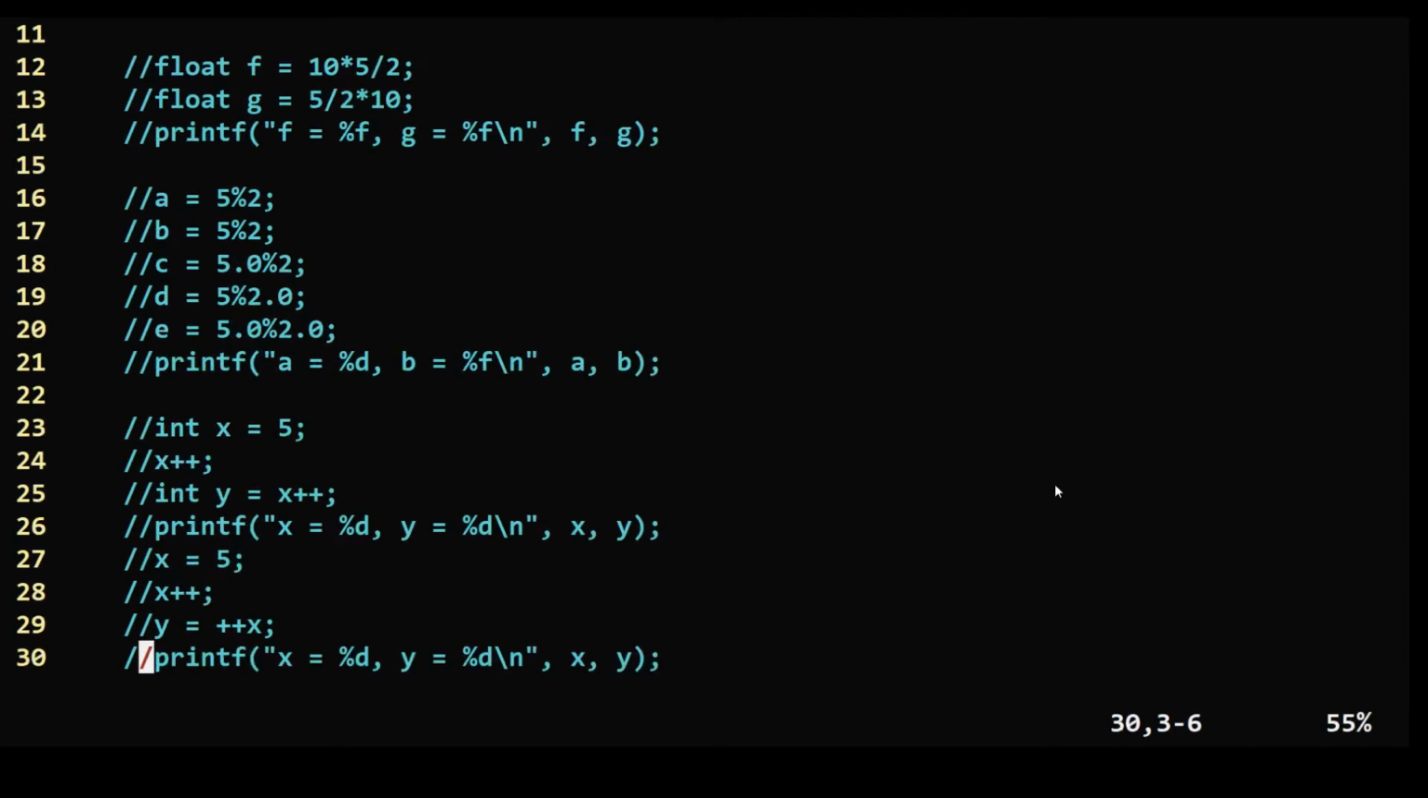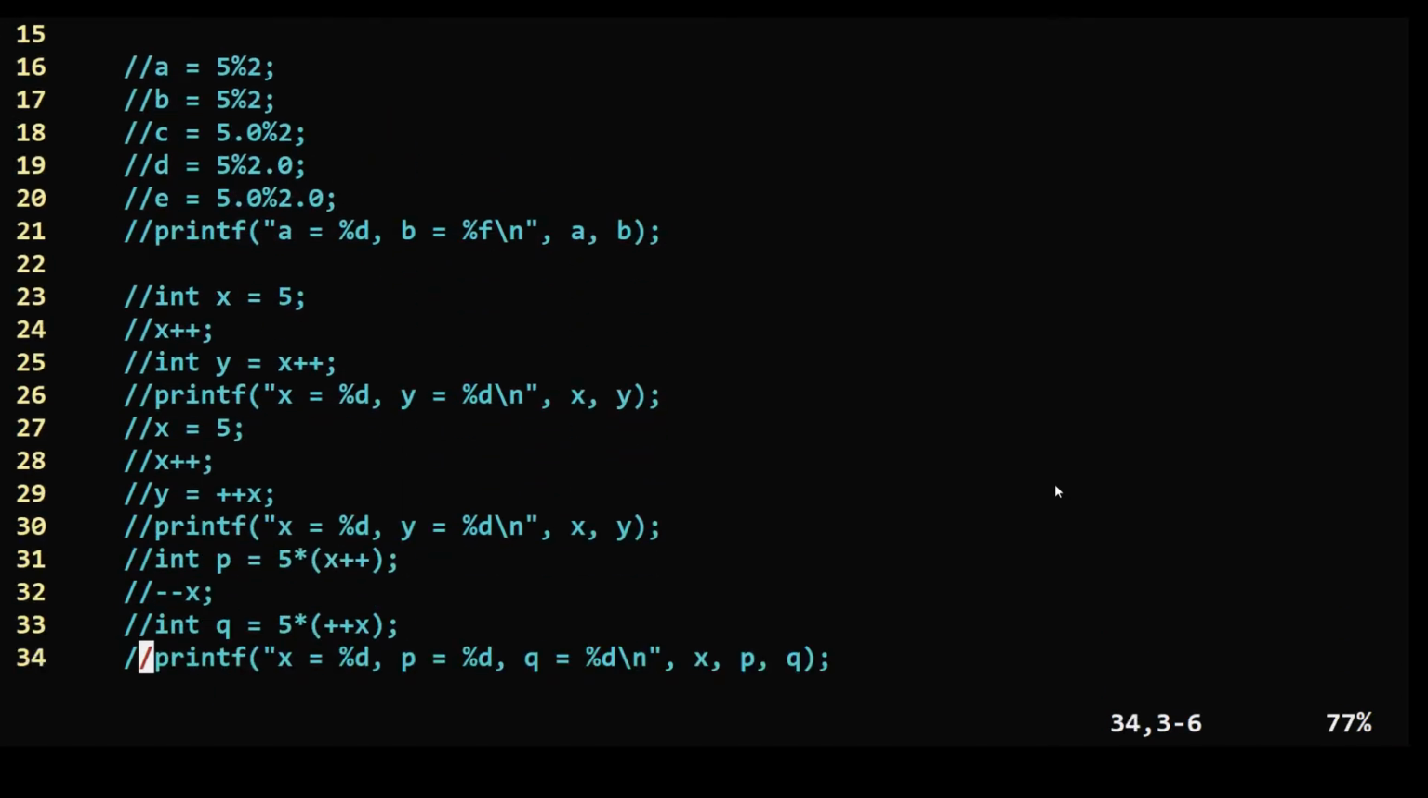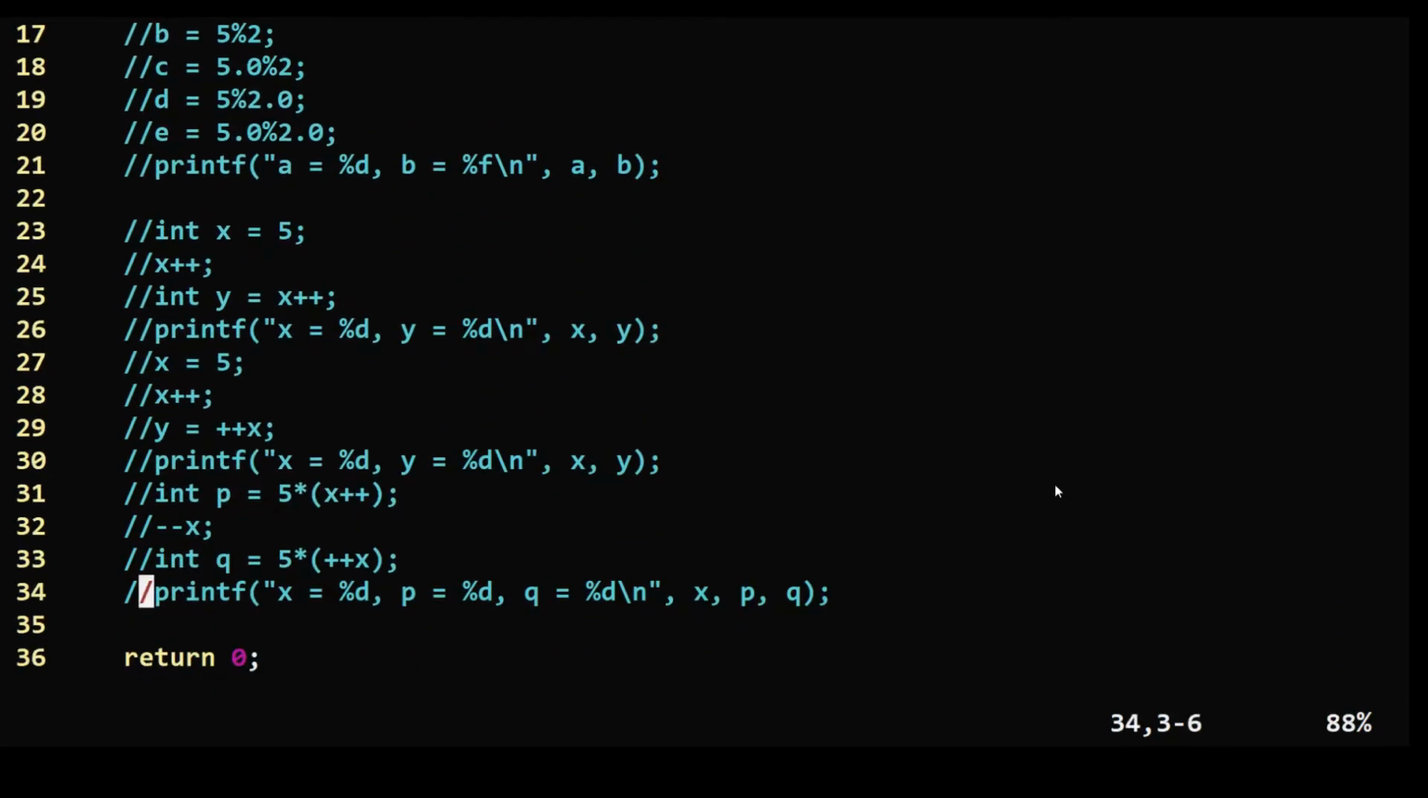Right. Now here is the next example. Now this introduces us to prefix and postfix operators. So now prefix and postfix operators are used to increment or decrement a number. So suppose, let's just take this first example. Now x is equal to 5.